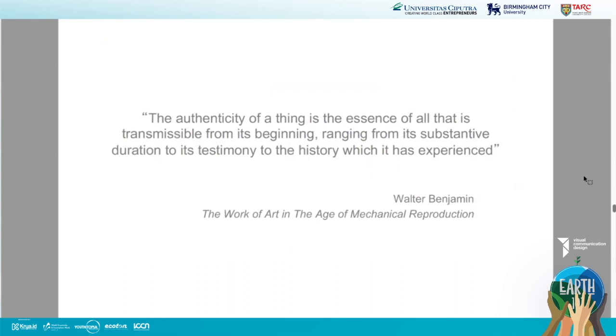So Walter Benjamin said this, and we keep coming back to this notion of where you take things from and where you take them to, and what is authenticity. So he said, the authenticity of a thing is the essence of all that is transmissible from its beginning, ranging from its substantive duration, how long it lasts, to its testimony of history, which it has experienced. So this is an interesting approach, as an idea, to where you can take things: what is authentic, what is original, what has happened in between something being made, appropriated, reused, recontextualized. Very interesting. And that's from, I think, The Work of Art in the Age of Mechanical Reproduction.